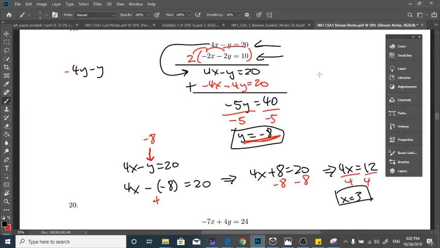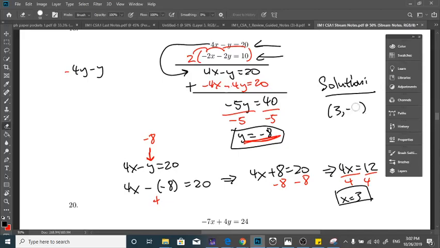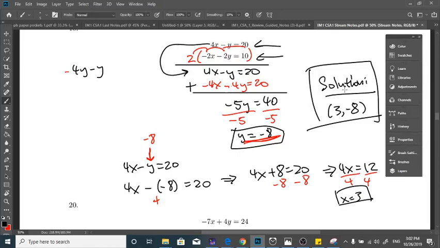So how you should be writing the solution is this. It is a coordinate, 3, -8. Because remember, the solution to a system of equations like this is where the lines meet. So it's going to be a point. You want to understand that it is a point, not just two random values of x and y.